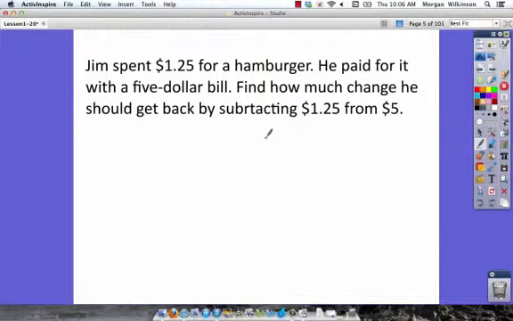Alright, we've got a word problem here. Jim spent $1.25 for a hamburger. He paid for it with a $5 bill. How much change should he get back by subtracting $1.25 from $5? So in this problem, we're finding out how much change he needs to get. We're going to say $5, and that's the same as $5.00, and we're going to take away $1.25 from that $5.